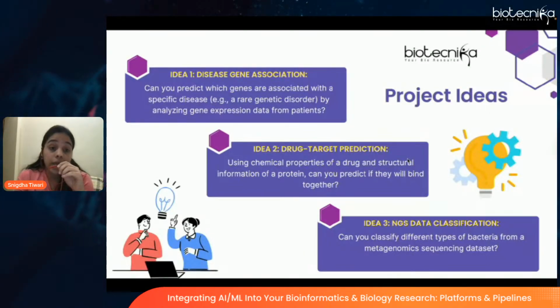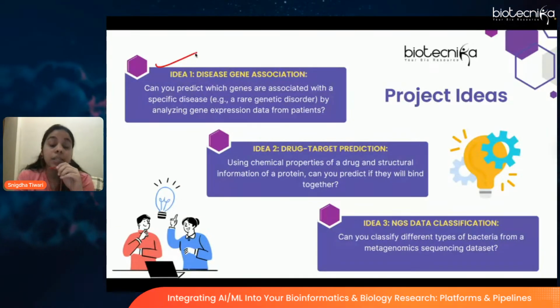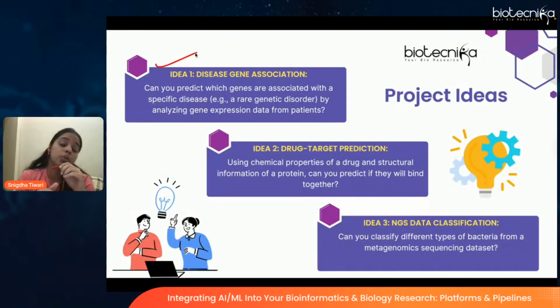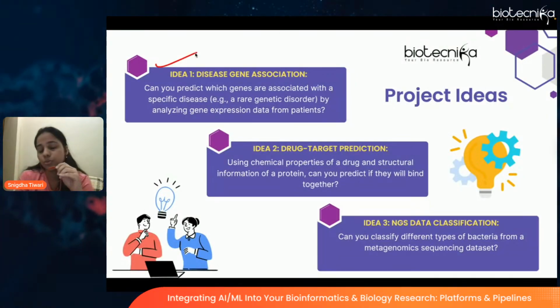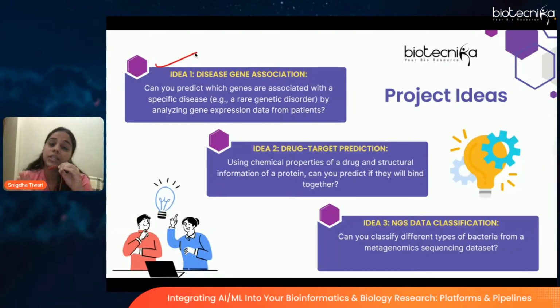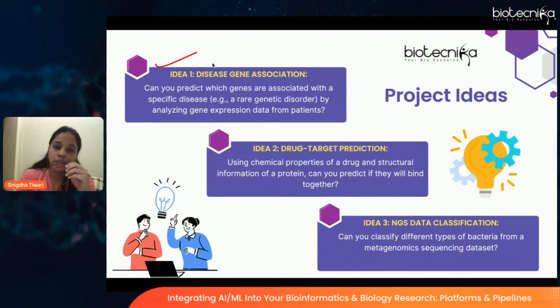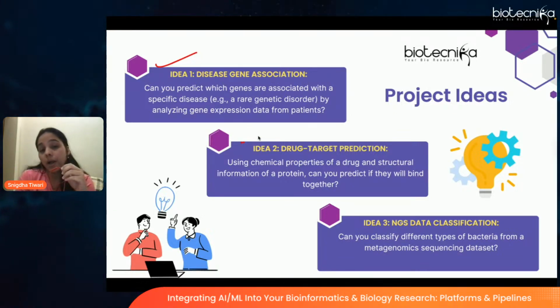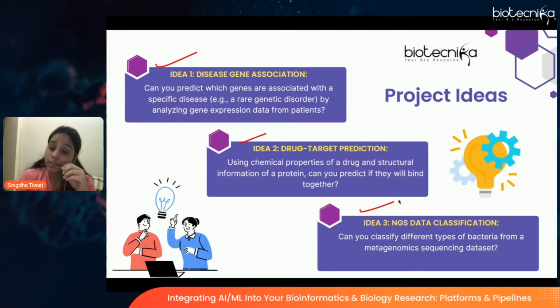Guys, a few of the project ideas that I have picked up: disease gene annotation. Whoever is listening to me may want to transition into industry, or maybe start their projects for academia. Picking up a good project idea is very important. A few ideas that you can do and that are trending are disease gene annotation, drug target prediction, and NGS data classification.